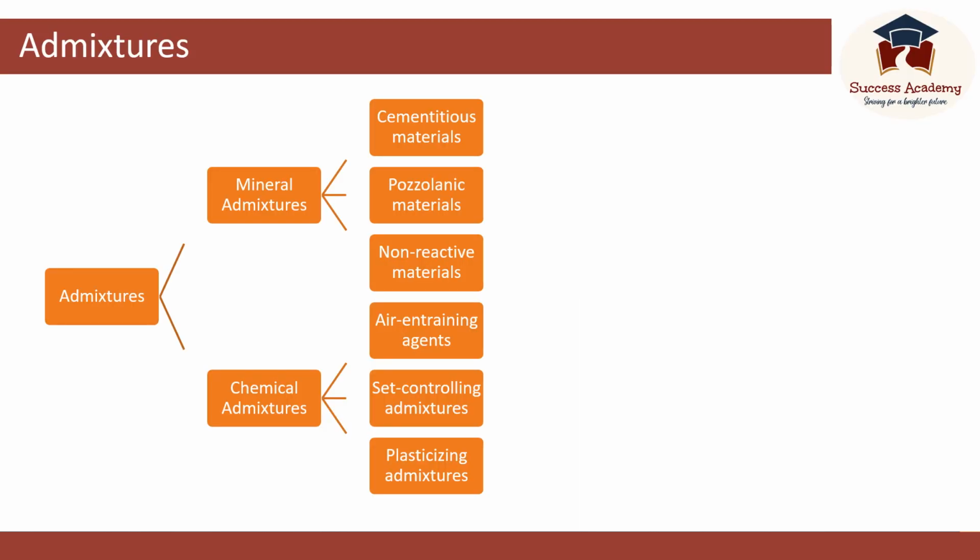Admixtures we can divide into two groups, mineral admixtures and chemical admixtures. Under the mineral admixtures, we are going to discuss cementitious materials, pozzolanic materials and non-reactive materials. Under the chemical admixtures, we will discuss air entraining agents, set-controlling admixtures and plasticizing admixtures.